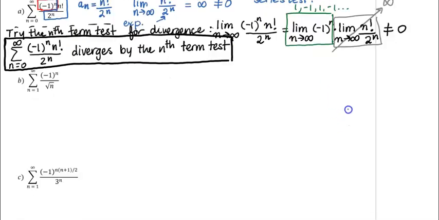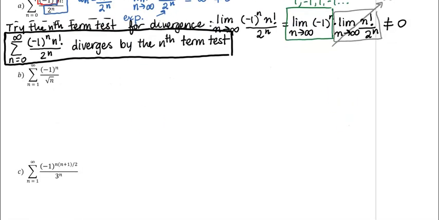Let's look at example 5b. Again, this is an alternating series. Because I have this -1 to the n, I will take everything else that is left in the series, which is a square root of n in the denominator. You can imagine there's a 1 in the numerator above that. So a sub n will be 1 over the square root of n. Let's check the alternating series test.